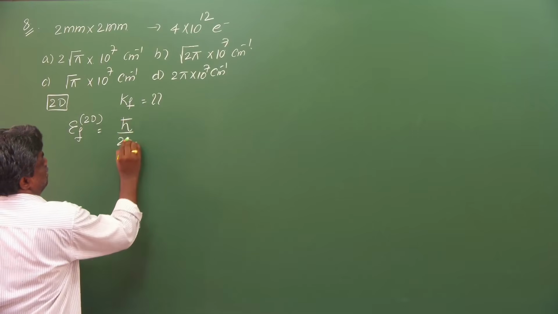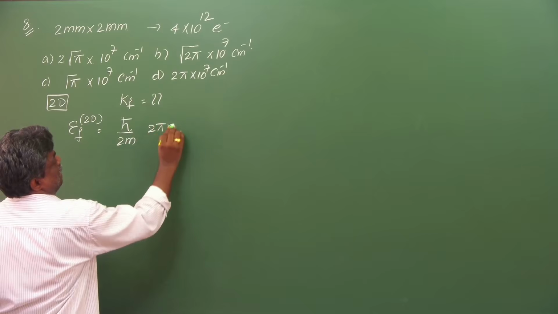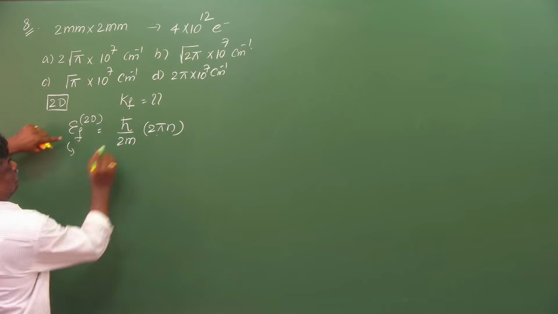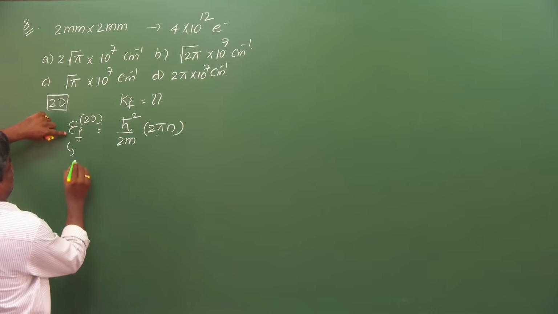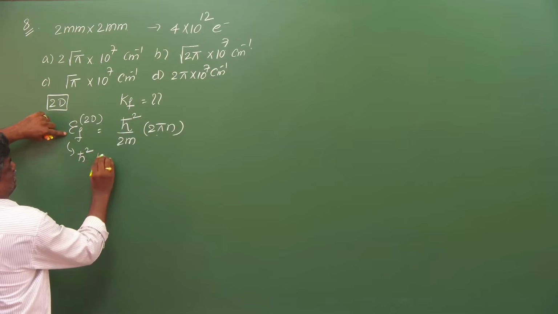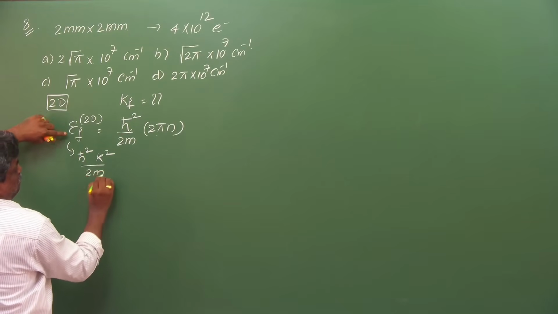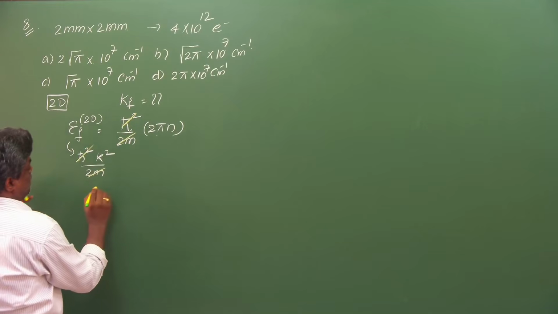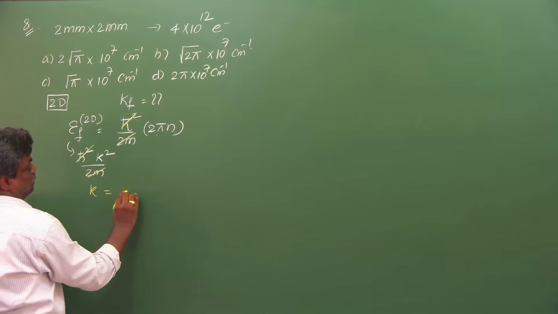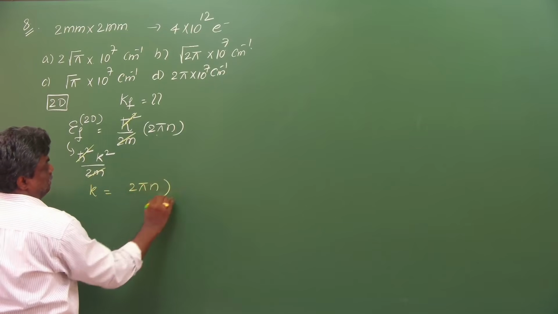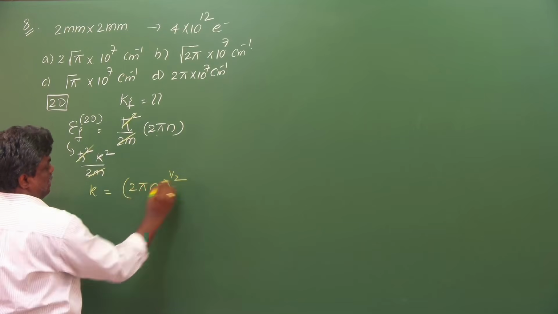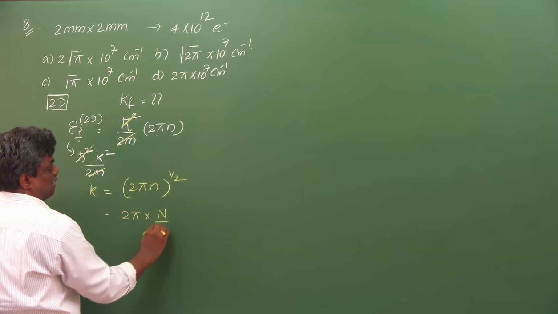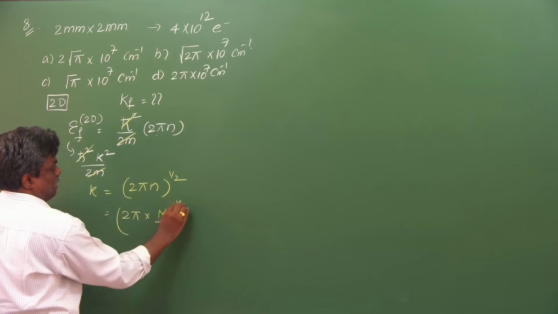h cross square by 2m, this is 2 pi n. So this is h cross square by 2m, 2 pi n. E_F is nothing but h cross square k square by 2m; the h cross square by 2m gets cancelled. Finally, k equal to (2 pi n) whole power 1 by 2, which is nothing but 2 pi times n by a, whole power 1 by 2.